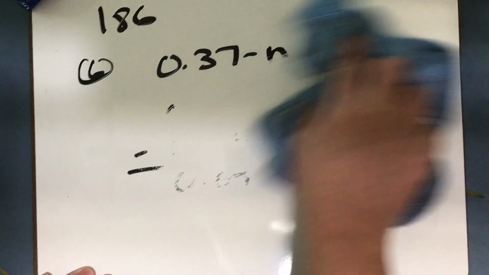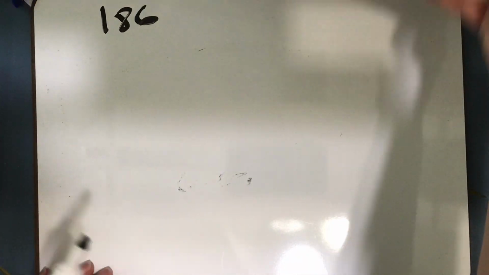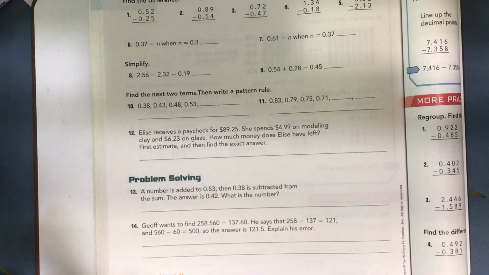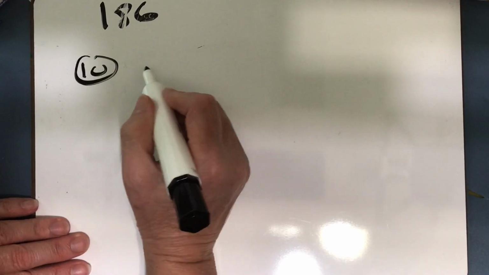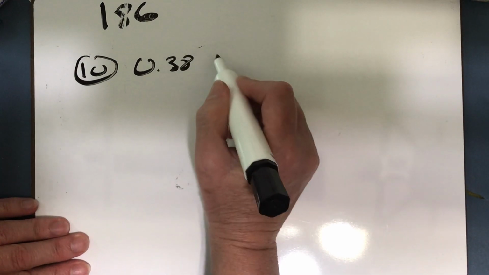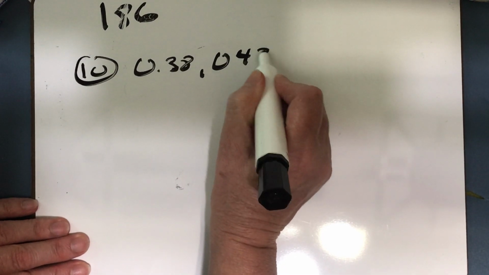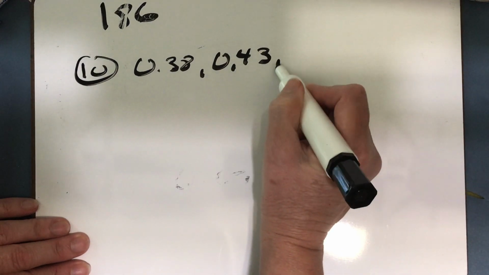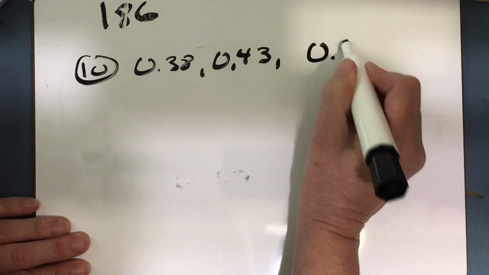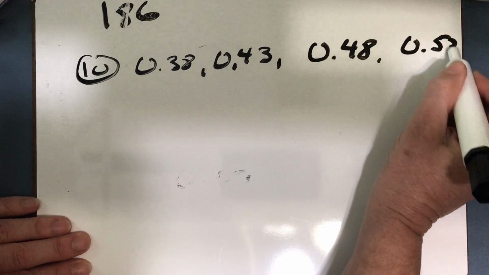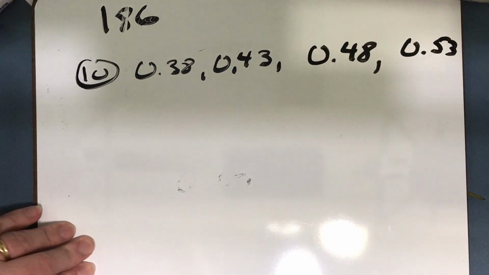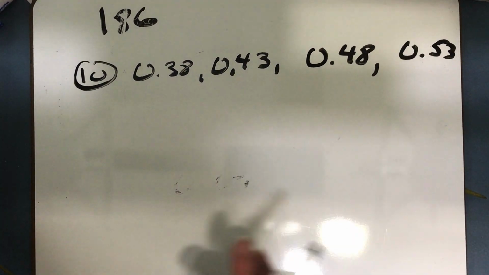Okay, and then on numbers 10 and 11, it says find the next two terms, then write a pattern rule. So let's look at number 10. Number 10, we have 38 hundredths, and then 43 hundredths, and then 48 hundredths, and then 53 hundredths. Those are commas. Okay, so we can look and we can see that these numbers are getting bigger.